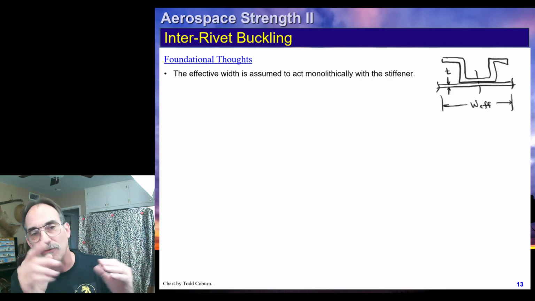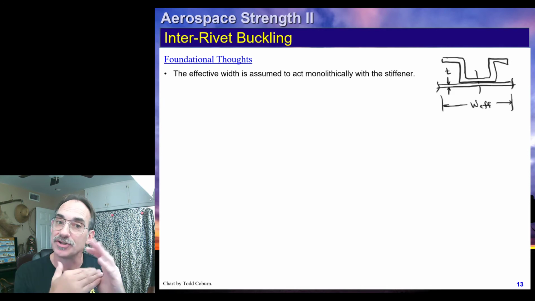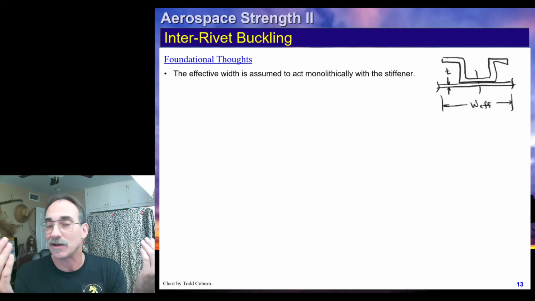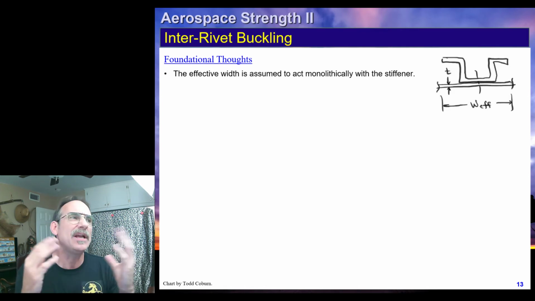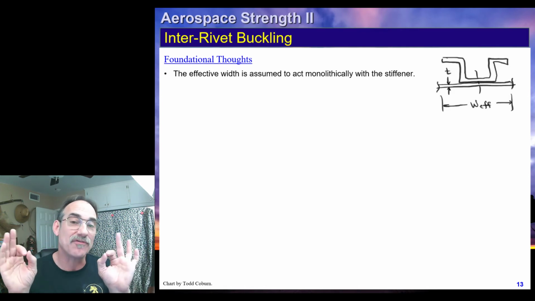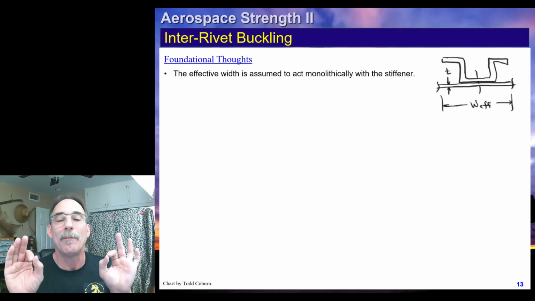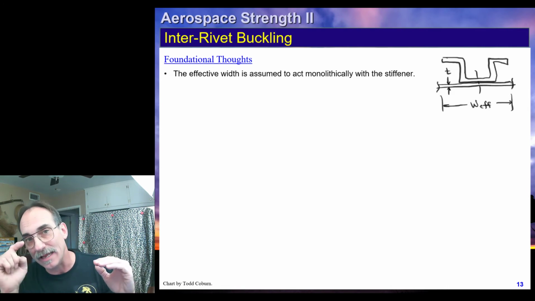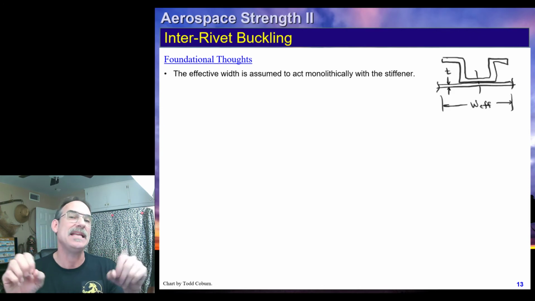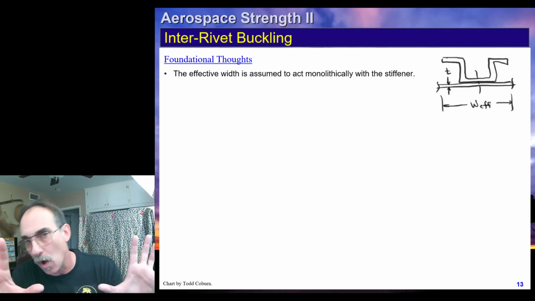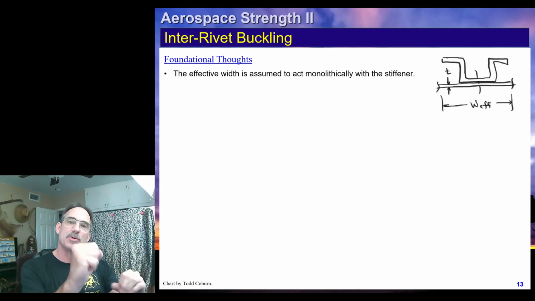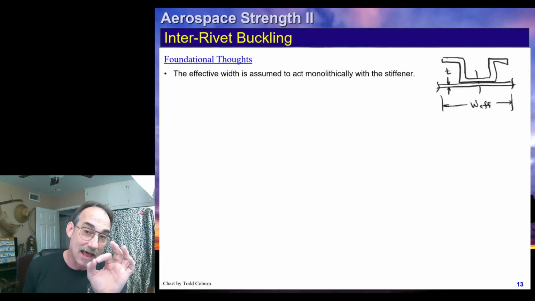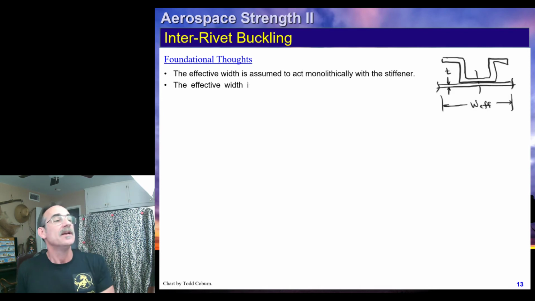So all of these little fasteners that are attaching our stringers to the skin, we can say that they're rivets. They may be rivets. They may be Hi-Loks or something else. We call it inter-rivet buckling, but really it's inter-fastener buckling. We're basically assuming that the skin acts monolithically with the stringer. Monolithically means like a rock, as one, which means the skin and the stringer are acting together. That's the piece of skin that we're calling that effective width of skin.